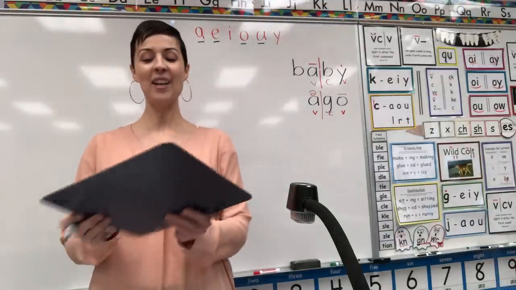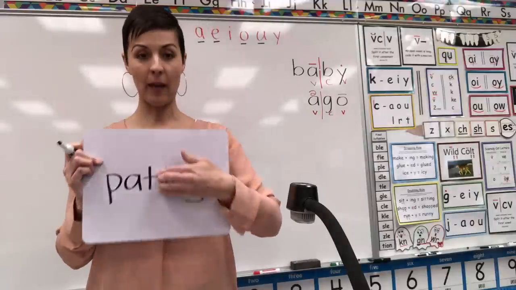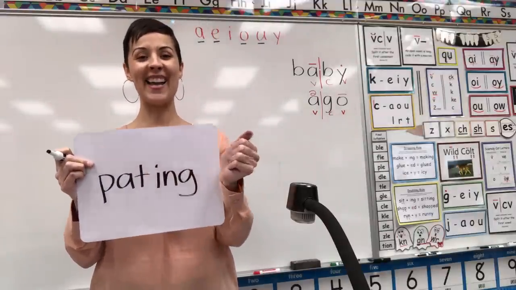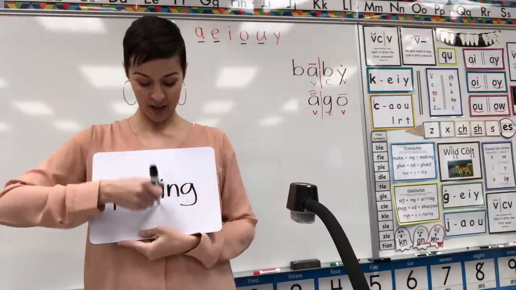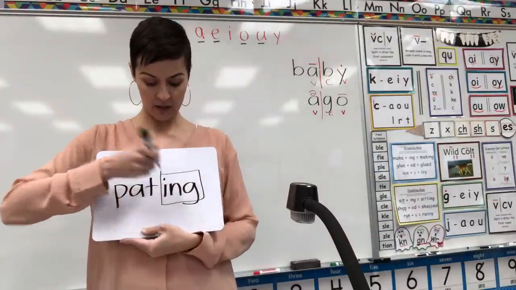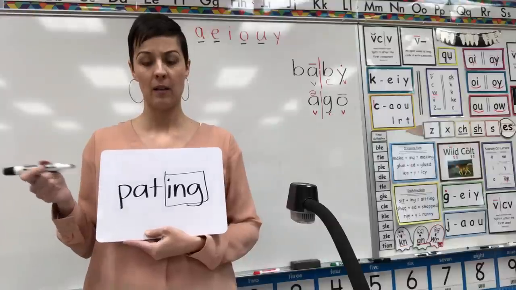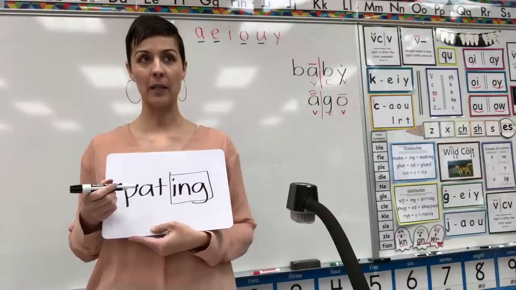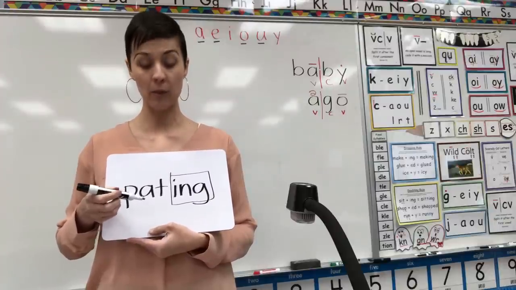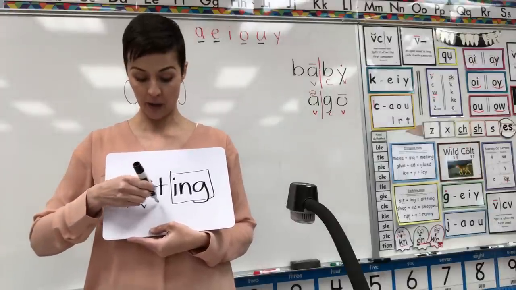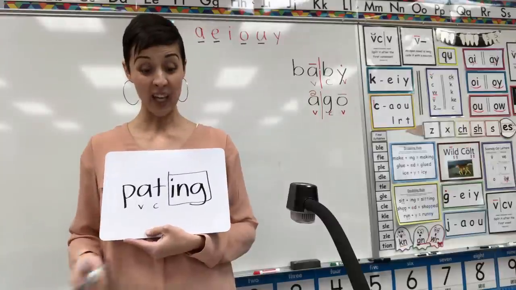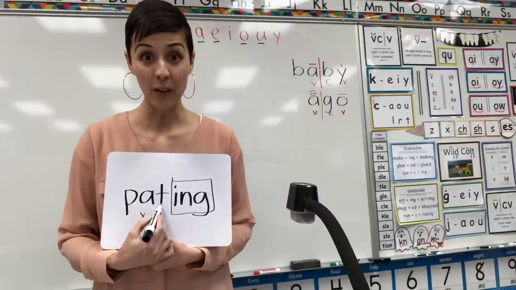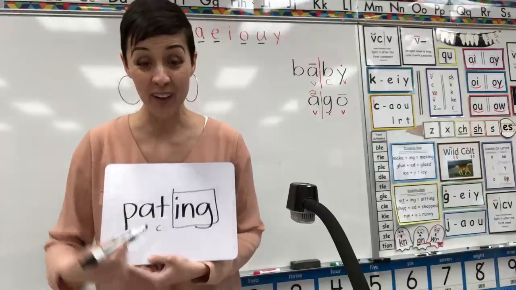And let's check it, ready? Root word pat should be spelled P-A-T, suffix I-N-G. Nice job. Wait a minute. Oh, first graders, I think I just made a big mistake because, do you remember our doubling rule? If a root word ends in a vowel consonant and comes in front of a vowel suffix, you double the consonant, you double the consonant.